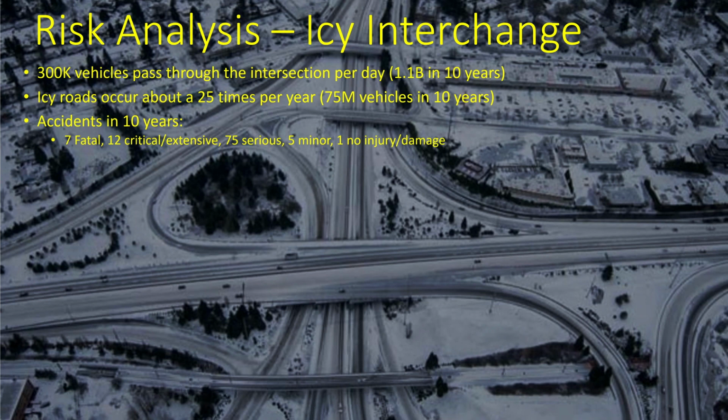And so what we're going to do to set the stage for that is to look backwards in time over approximately 10 years. You can also see that we've got some information about, on average, how often this road becomes icy like it is in the picture. And then the last piece of information we have is our track record in terms of safety. How many accidents have we had and how severe were they?